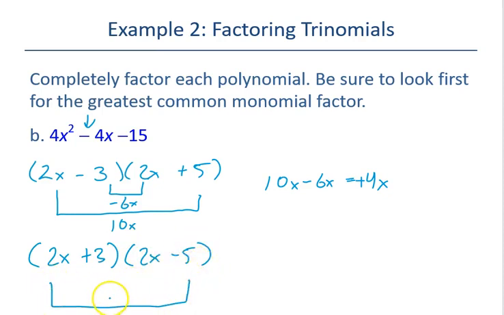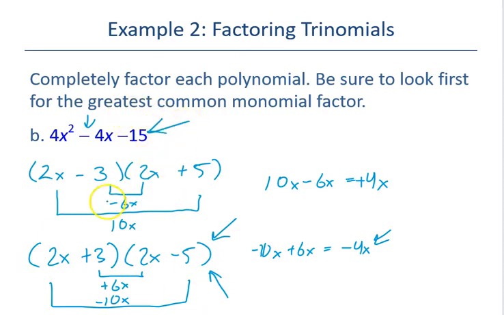Come in here. I'm still going to get this 10x here, so I'm going to get a negative 10x. And then here, I'm going to get a positive 6x. Negative 10x plus 6x is going to give me a negative 4x. So once I create this middle term, I have the correct combination of things, and therefore this right here would be my factored form of this quadratic equation. That's how that works. That is the guess and check method, trial and error, whatever you want to call it.